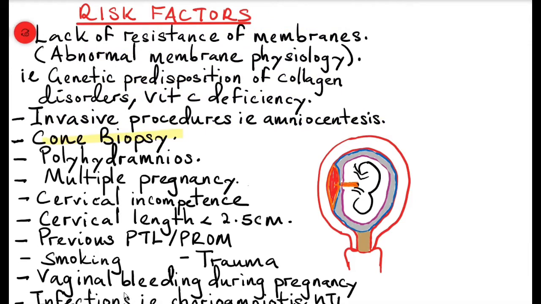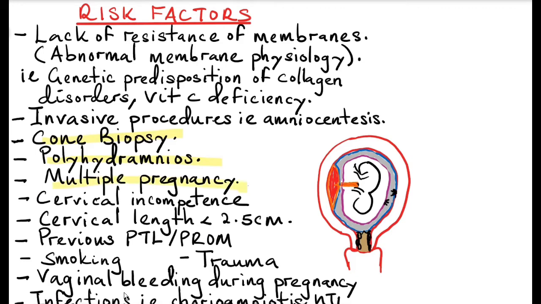Cone biopsy. It's a small procedure where you remove some of the cervical tissues up here. So what happens is, once you're removing some of this cervical tissue, you might end up disrupting the fetal membranes, causing PROM. In polyhydramnios, there's more amniotic fluid than is required. So the pressure in the amniotic sac is increased, which stretches the amniotic sac and the fetal membranes, which can cause rupture of the fetal membranes.